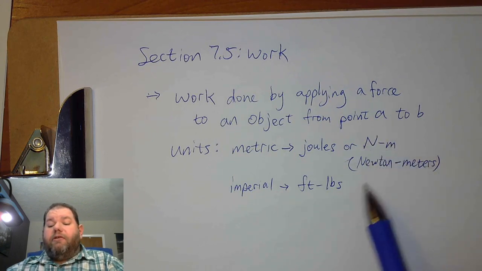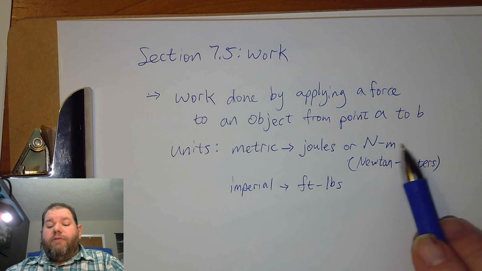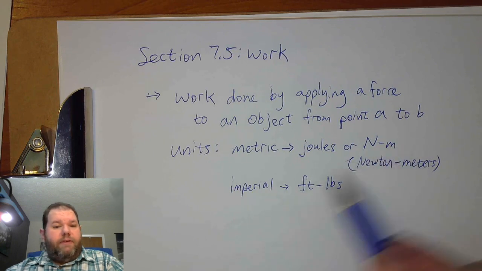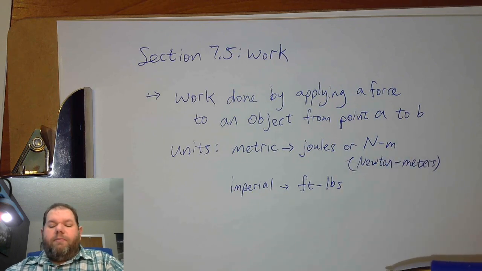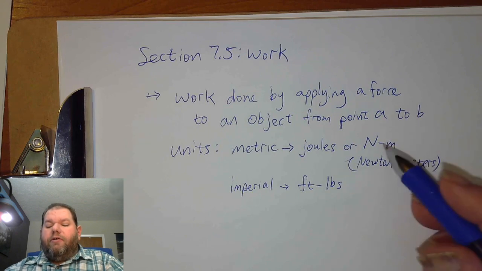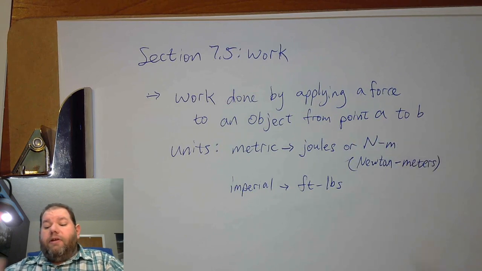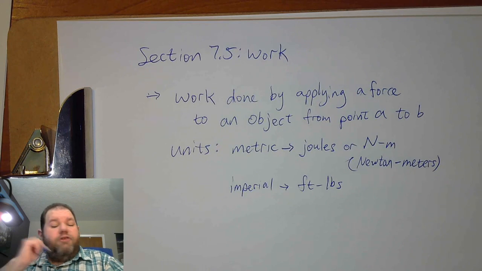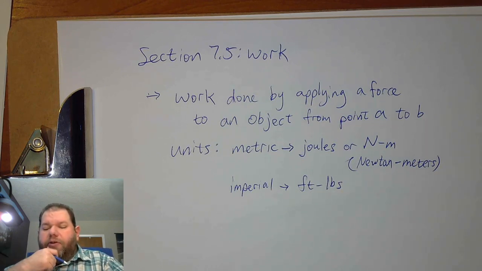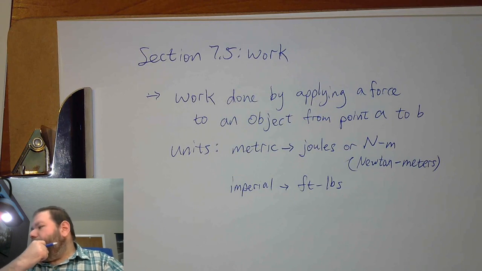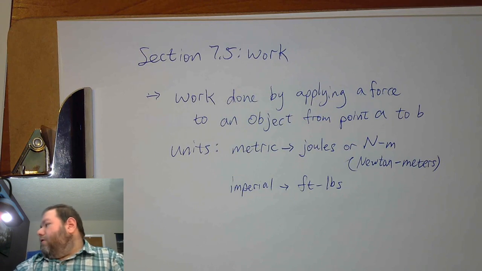Our basic measurement is Newton meters or foot pounds in the two different systems, because those are our basic units. Newtons for force, meters for distance. And in imperial, it would be feet and pounds. That's kind of our basic units there.